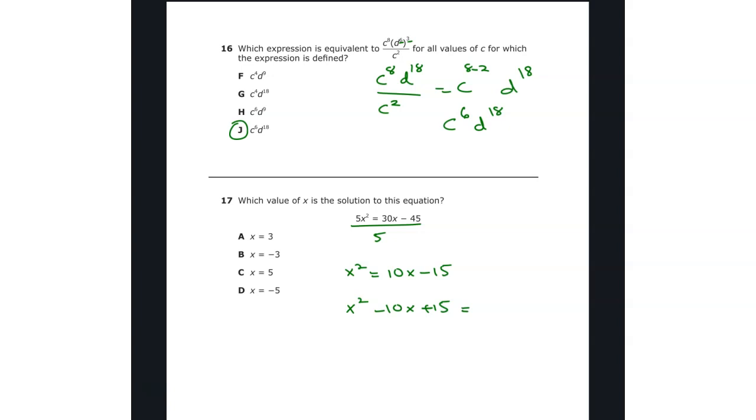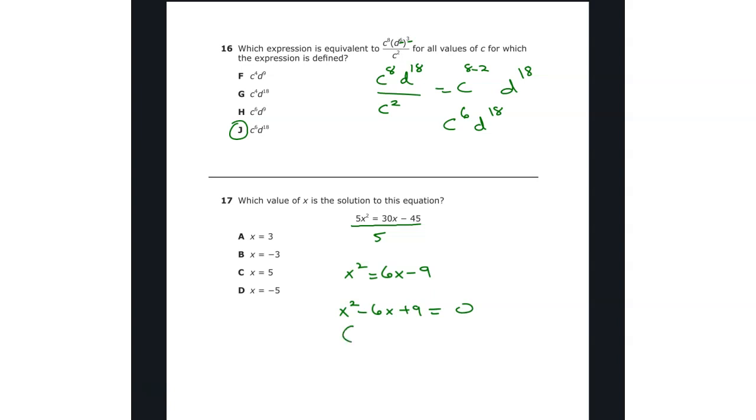Oh, that's a mistake right there. It's going to be 9. Let's fix that. We're dividing by 5. So really what we should have is x squared equal to 6x minus 9. So now we're going to rewrite this in the standard quadratic form. x squared minus 6x plus 9 equal to 0.